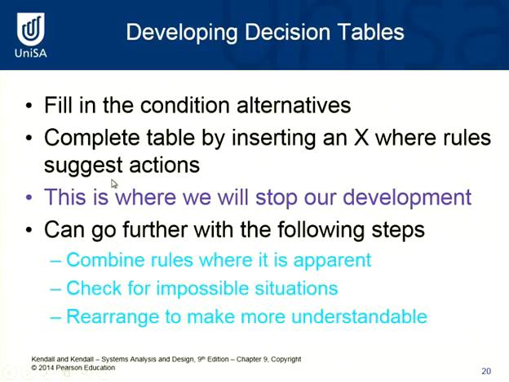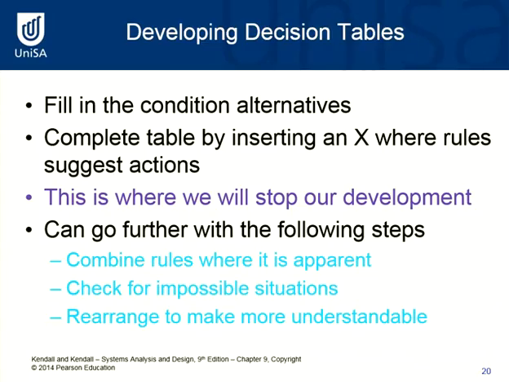Now this is where we're going to stop our development in this course for developing decision tables. You can go further with the following steps, where you can combine rules, where you can check for impossible situations, where you can rearrange it to make it more understandable, and you can have something called a condensed decision table. We're not going to go to that level of detail. If you were doing a whole course on the traditional approach to modelling requirements, I would have probably gone through this information to show you how to come up with a condensed decision table.